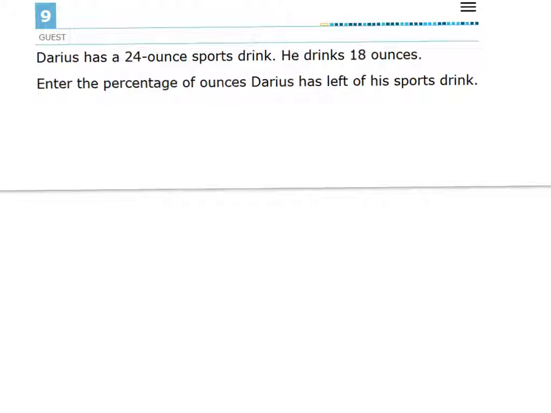For question number 9, Darius has a 24-ounce sports drink. He drinks 18 ounces. Enter the percentage of ounces Darius has left of his sports drink. Now, in order to solve this problem, it's a percent of change. So what we would do, we would take the 24 ounces, subtract the 18, and that leaves us with 6. So he has 6 ounces remaining.